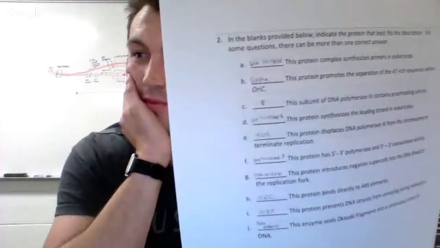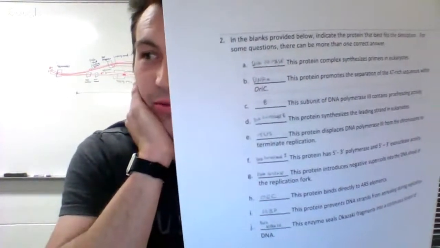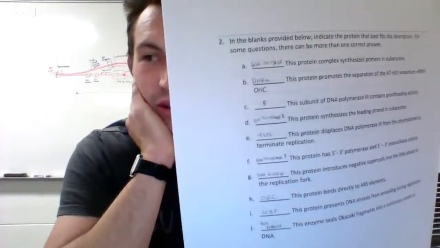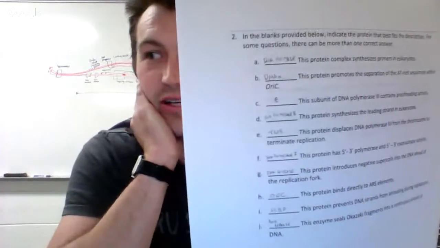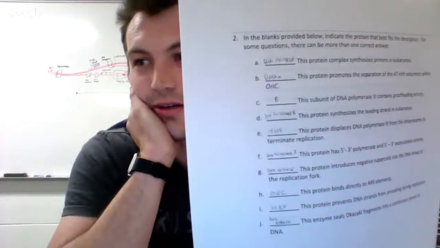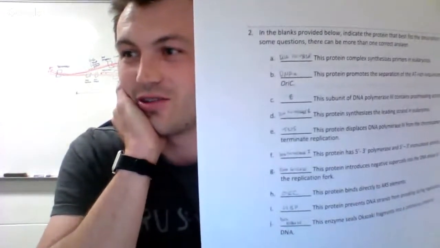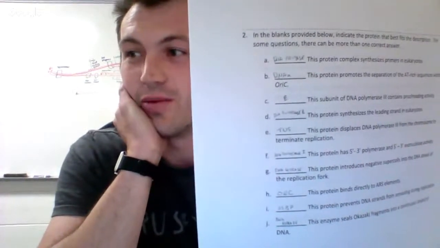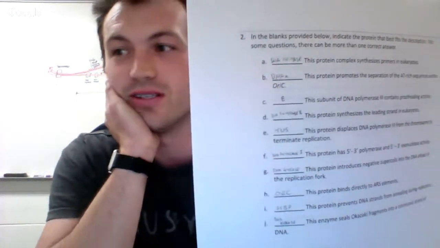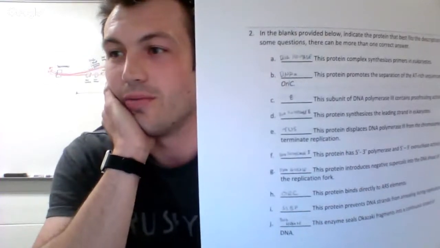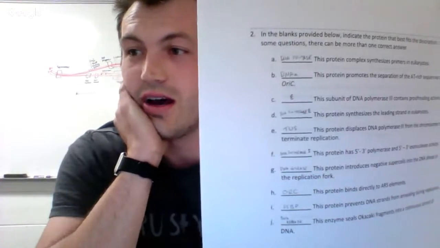We got DNA polymerase alpha, and that's the protein complex that synthesizes primers in eukaryotes. For B, we got DnaA, and that's the protein that promotes the separation of the AT-rich sequences within the ORC. C is DNA polymerase 3 epsilon. This subunit of DNA polymerase 3 contains proofreading activity. Then D, DNA polymerase epsilon. This protein synthesizes the leading strand in eukaryotes.